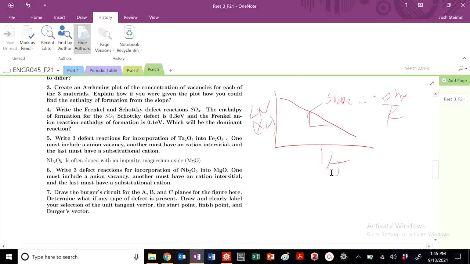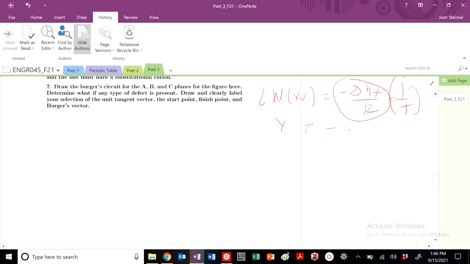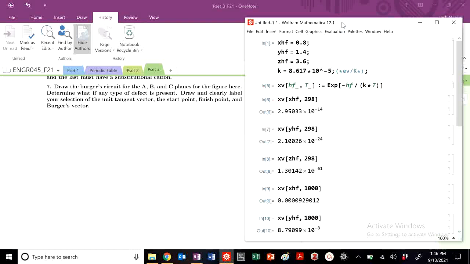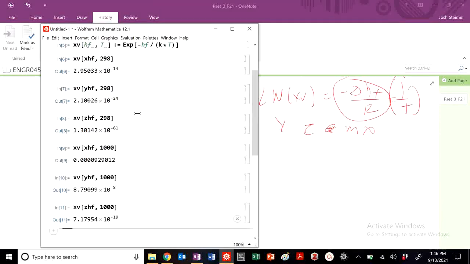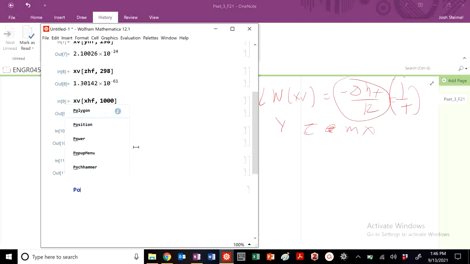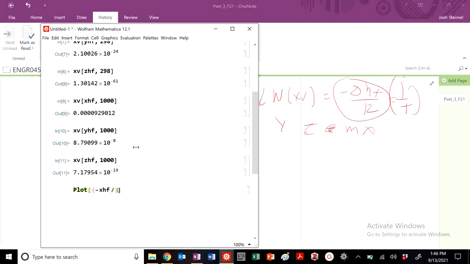But we can go ahead and figure out what this function would look like, because ln of xv is basically our y, minus delta H F divided by K is our slope, and 1 over T is essentially our x. So y equals mx. I can actually plot that, and it could look something like this. So for example, I could plot minus X HF divided by K times x, and x goes, let's say, from 1 over 1 to 1 divided by 1,000.